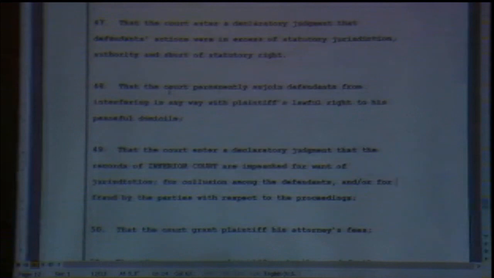So goes the various causes of action. Okay. And here's where you're asking what you want the court to do. You're saying that the court enter declaratory judgments in various things, and you want that the records of inferior court are impeached for want of jurisdiction, for collusion among the defendants, and for fraud by the parties with respect to the proceedings. That the court grant plaintiff his attorney's fees.